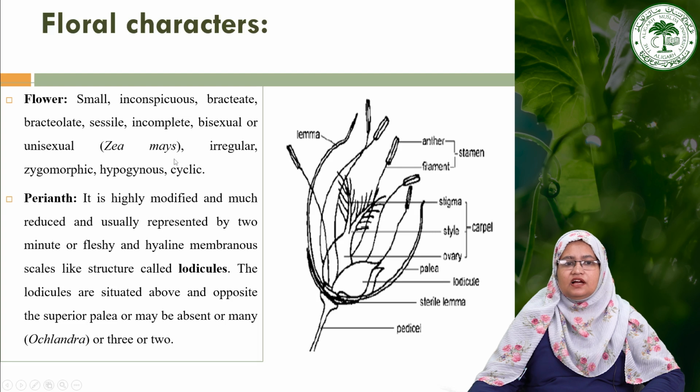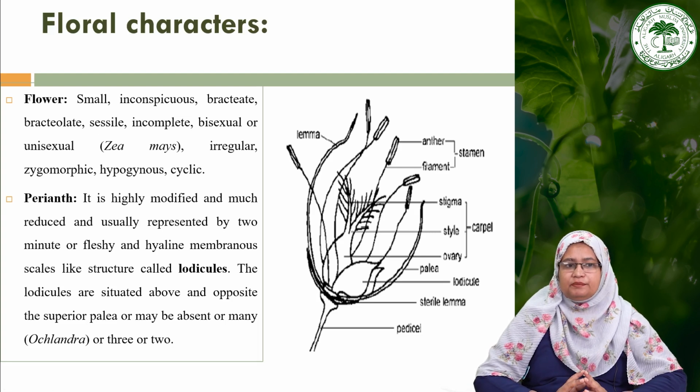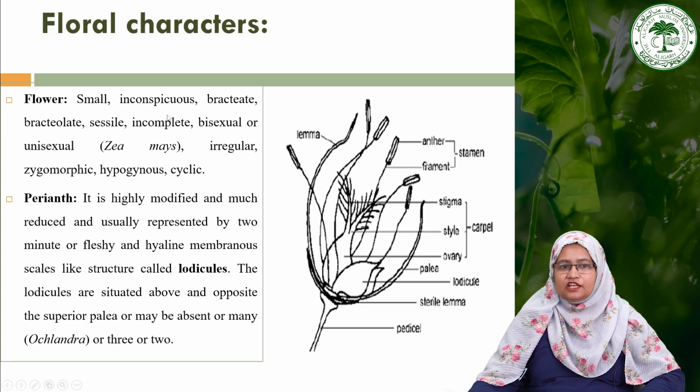Now moving towards the flower. The flower is very small, inconspicuous, bracteolate as we have seen, sessile, incomplete because they don't have a perianth, bisexual or sometimes unisexual as in the case of Zea mays. They are irregular, zygomorphic, and hypogynous, with a cyclic arrangement. So you can see the flowers are sessile, and there is a sterile lemma.